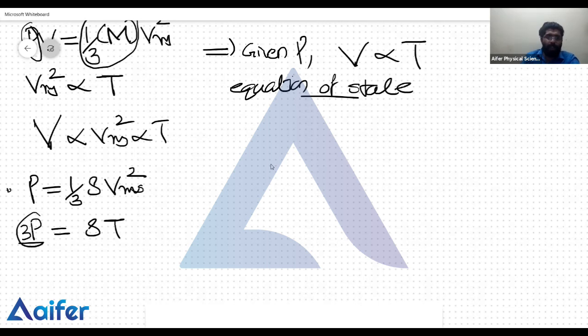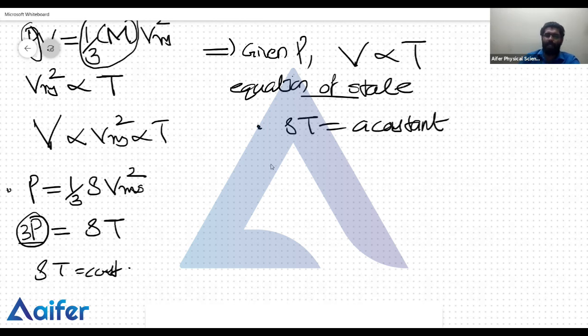For a given pressure, this is constant, so rho T equal to constant. So for equation of state, we can write two equations. One is rho T equal to a constant, and another one is V by T. Volume is proportional to temperature, which means V by T equal to a constant. These are the equations of state.